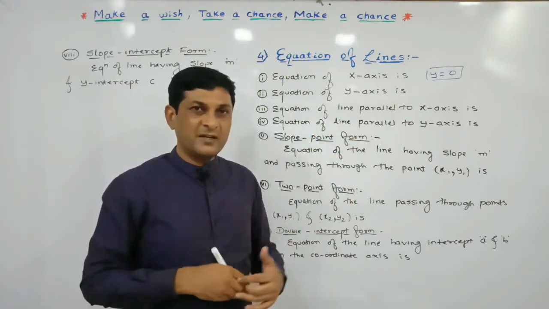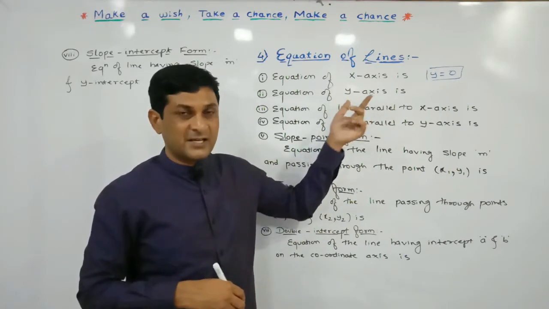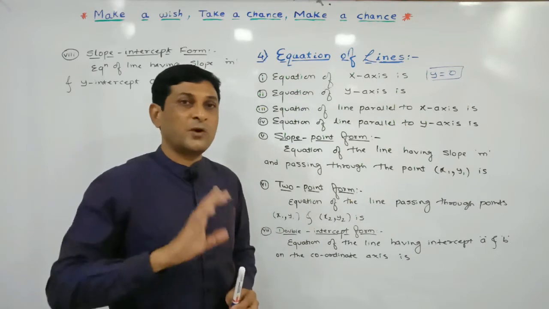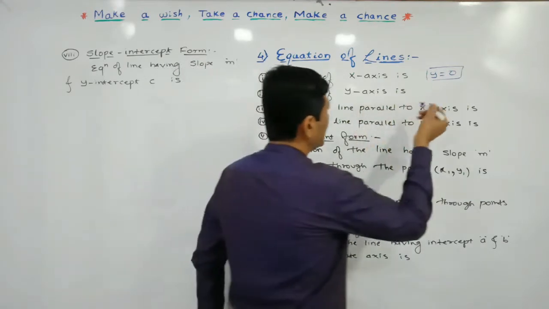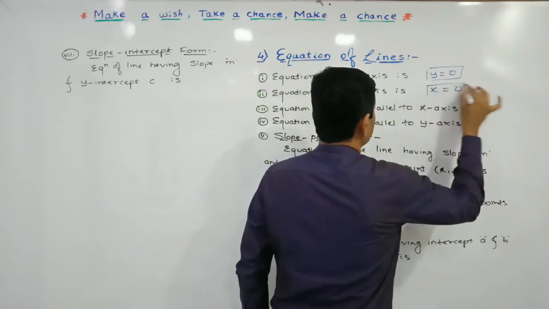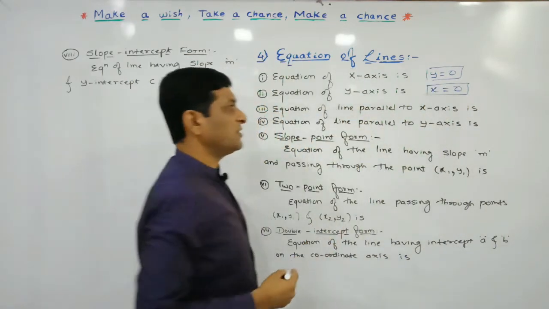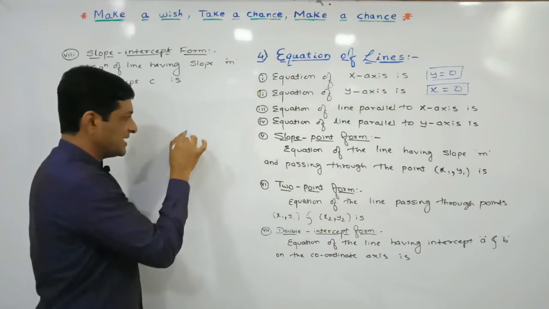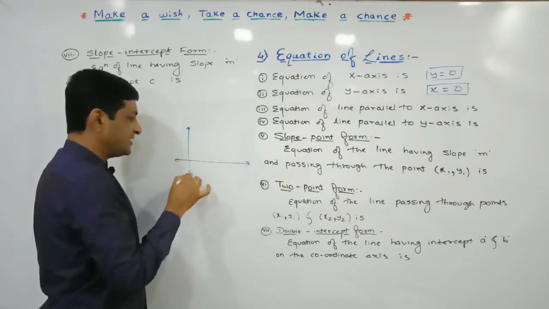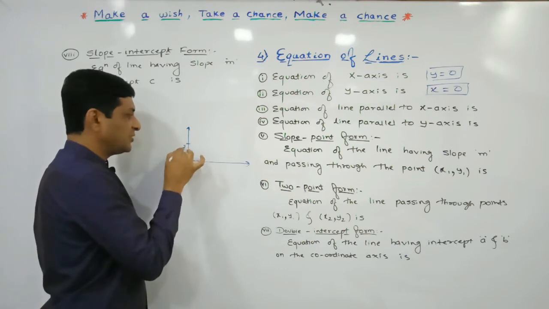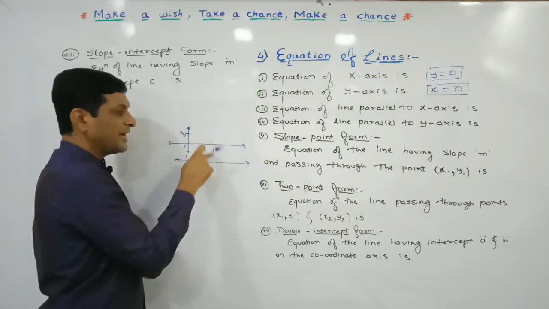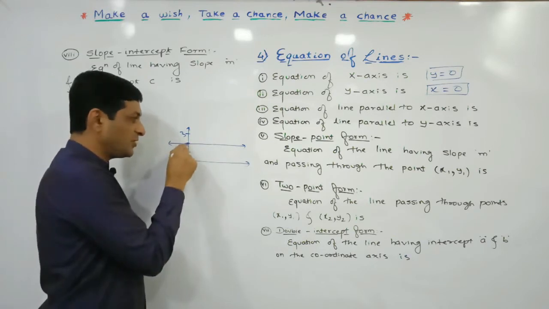In the same way, for every point which lies on the y-axis, the x coordinate is 0. That's why the equation of the y-axis is x equals 0. Okay, now we are finding the equation of a line parallel to the x-axis. Let us suppose this is the x-axis and y-axis, and here some numbers are marked, say 1, 2, 3, and one line is there which is parallel to the x-axis and passes through 2.